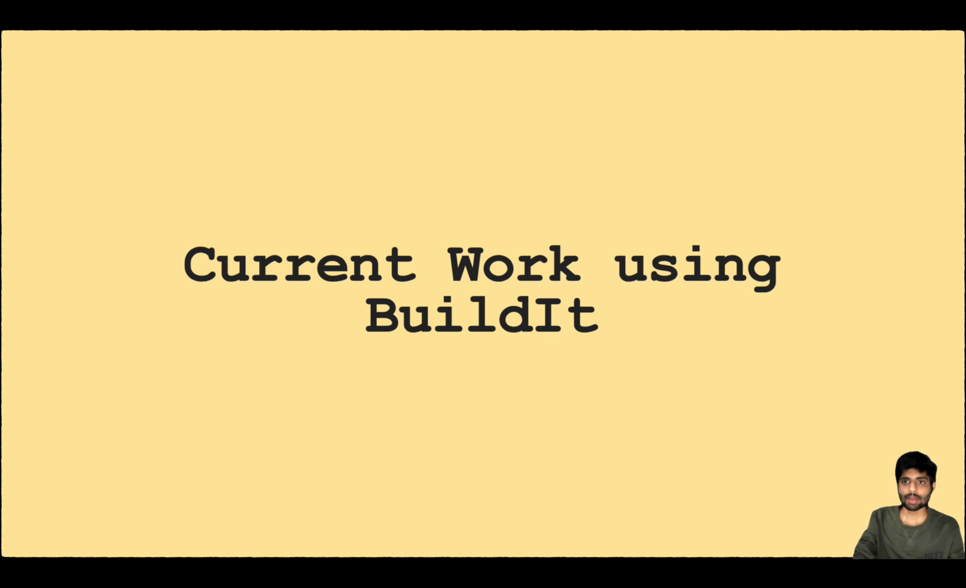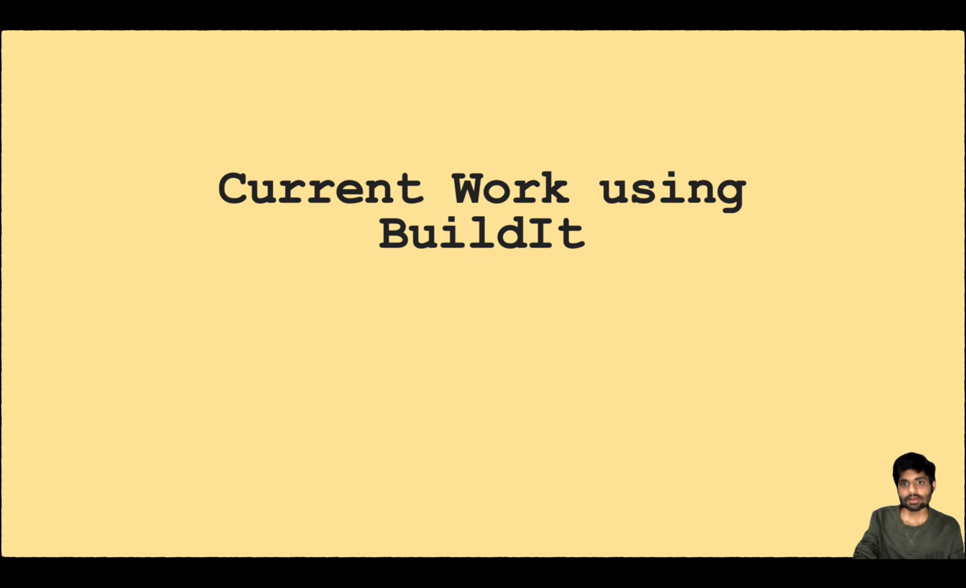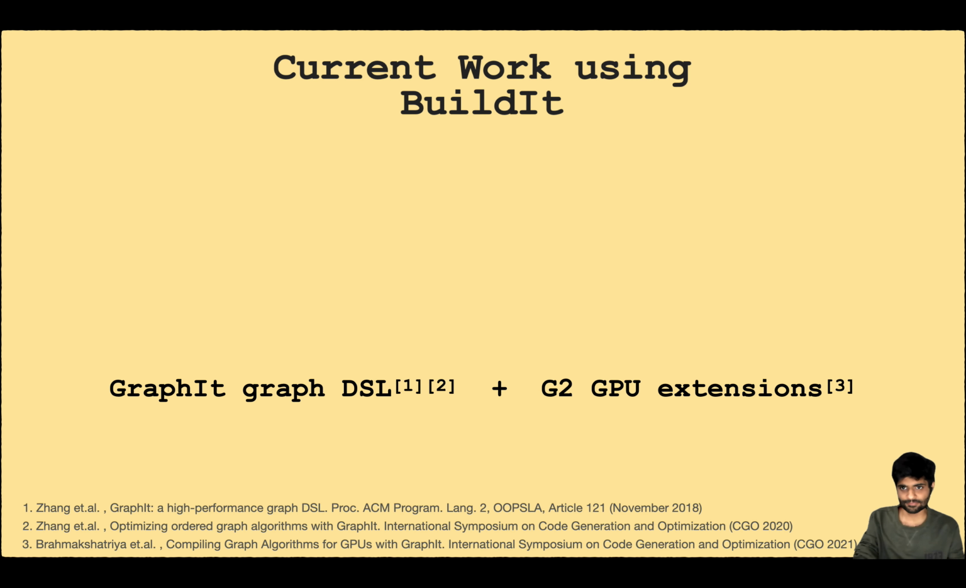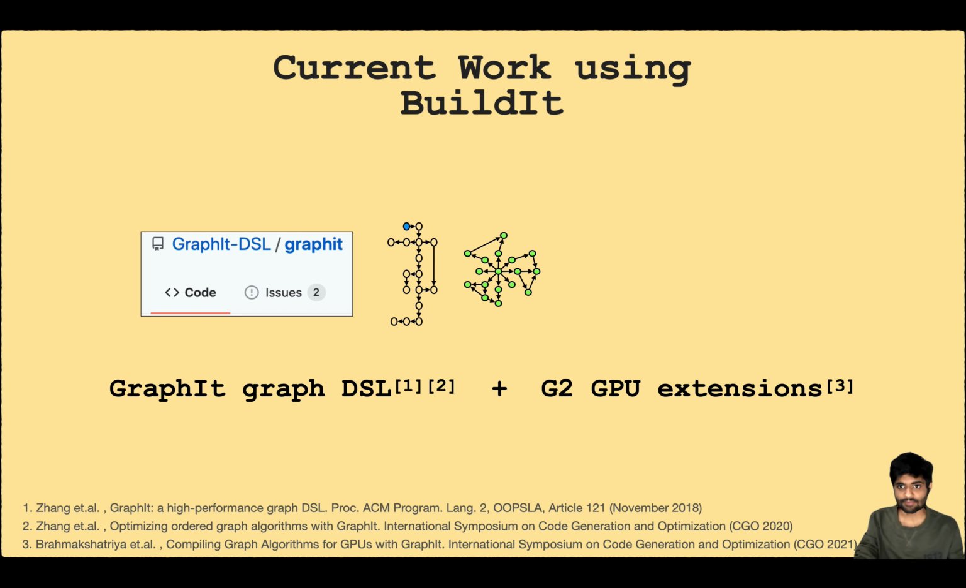In this talk, I want to talk about an ongoing work where we are using BuildIt. We looked at the GraphIt DSL before, which is a domain-specific language for graph applications. Our recent work in CGO21 added G2, the GPU extensions to GraphIt that enables it to generate high-performance CUDA code to be run on GPUs.